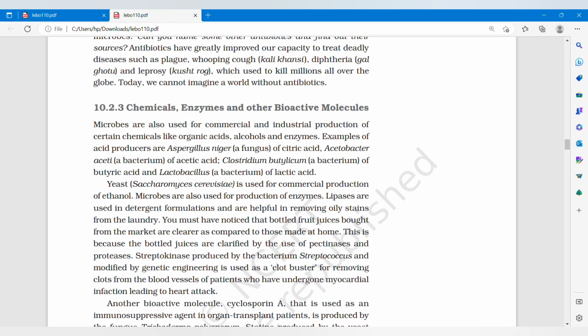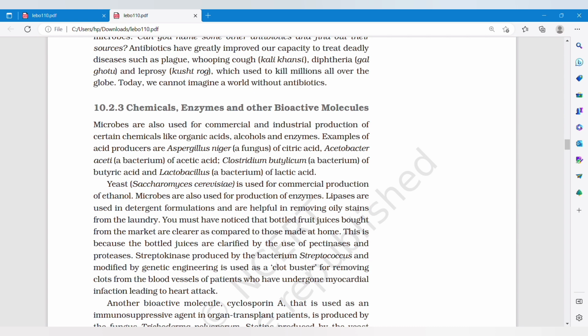Next topic is 10.2.3, that is chemicals, enzymes and other bioactive molecules. Microbes are also used for commercial and industrial production of certain chemicals like organic acids, alcohols, and enzymes. Examples of acid producers are Aspergillus niger, a fungus, for citric acid; Acetobacter, a bacterium, for acetic acid; Clostridium butylicum, a bacterium, for butyric acid; and Lactobacillus, a bacterium, for lactic acid. Yeast, Saccharomyces cerevisiae, is used for commercial production of ethanol.